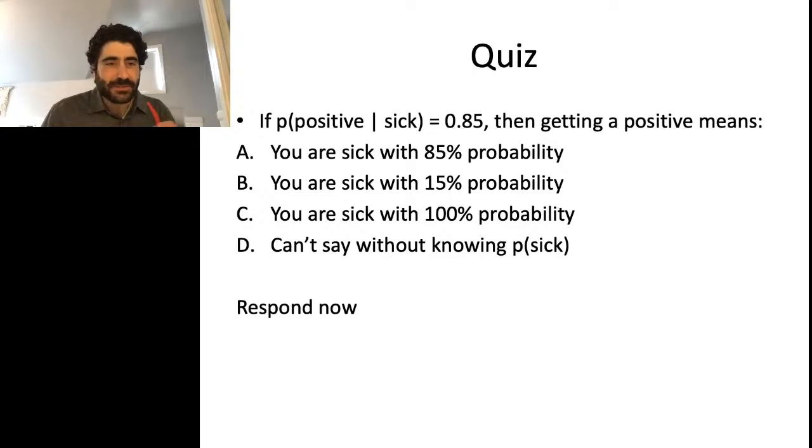Right, so what could we conclude from this? Yeah, so the answer is we don't know. Actually, we need to know not only P sick, we also need to know the other conditionals. We also need to know what's the chance of getting a positive if you're healthy, right? So just knowing this one conditional rate doesn't really tell you anything about what a positive means.